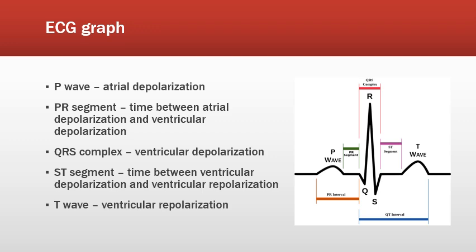Once the impulses reach the AV node, which is located on the other side of the right atria, it delays the impulses for a small time gap of 100 milliseconds to send it forward. It delays it for 100 milliseconds. This gap on the ECG is called the PR segment.